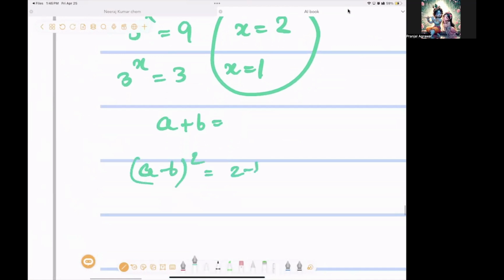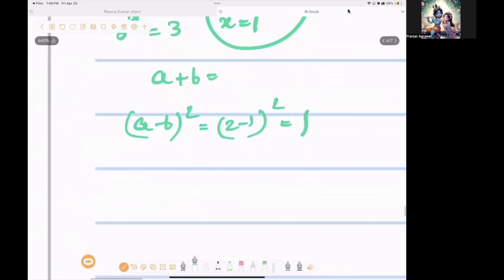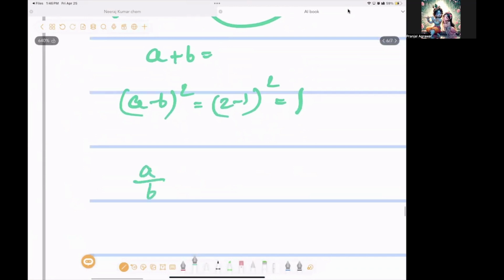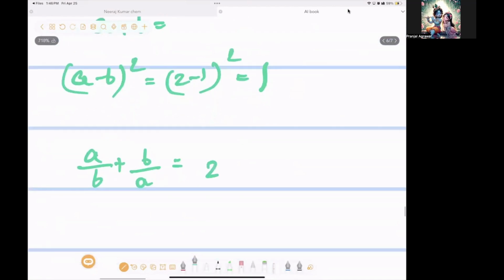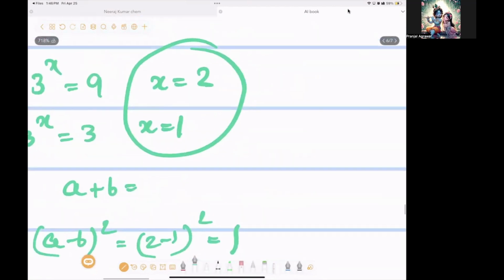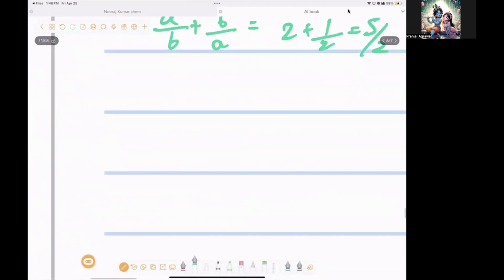That is (2 minus 1) whole square, that is 1, correct. And then a by b plus b by a, yeah, it is also correct, because 2 plus 1 by 2 is 5 by 2. And a plus b is not 4, you can see that is 3. So 24 we are done.